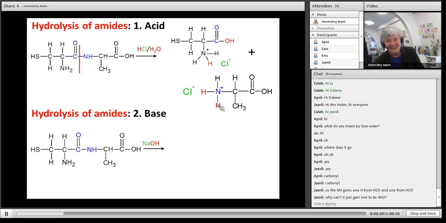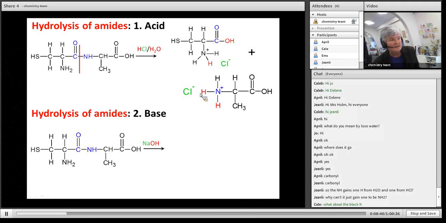Now, John, you said, why can't it just gain one to be the NH2? A good question. What happens if we just focus on this bit and we ignore this NH2 over here? The OH goes on here and the NH goes there. Sorry, I should have made this one blue for the NH. And so the H of the OH is here, and the H of the water is here, and the OH from the water is there.